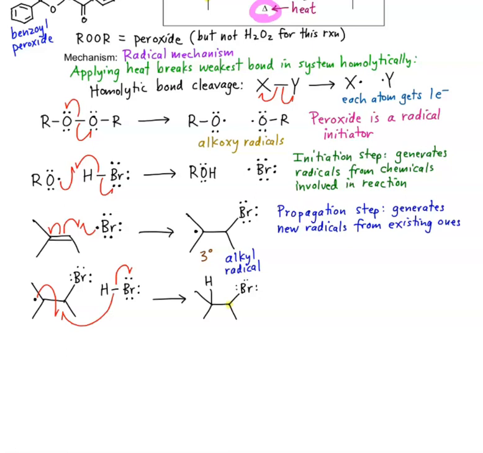Notice that the bromine is attached to the less substituted carbon from the alkene. And then we can also notice that we generated a bromine radical as part of this step, which makes this also a propagation step.